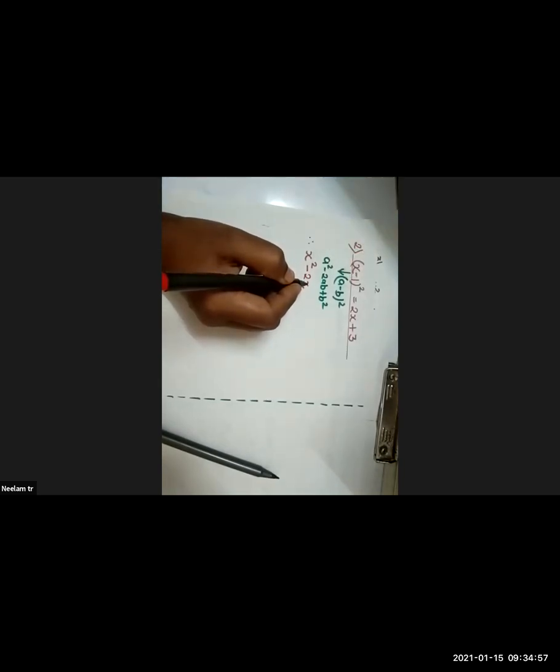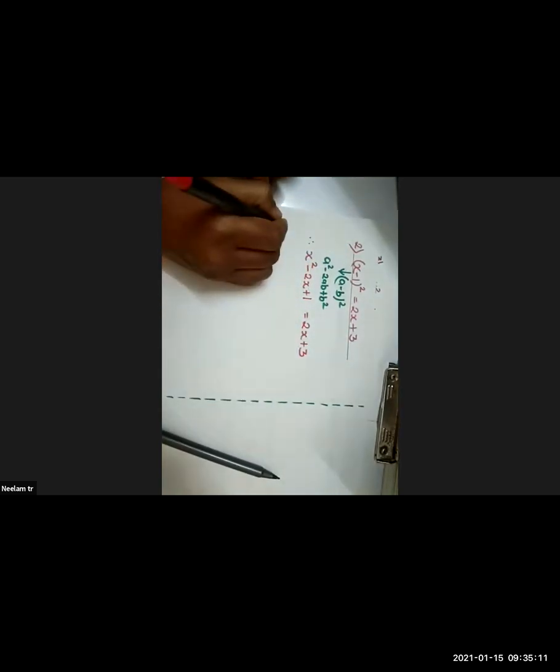What will this become? a is x, so x square minus 2ab, that is minus 2x into 1, that is 2x, plus b square, the square of 1. The square of 1 will become 1, the sign will cancel. What has this become? And here, similarly, I'll take 2x plus 3 below. Okay? Now I'll make it in my standard form.